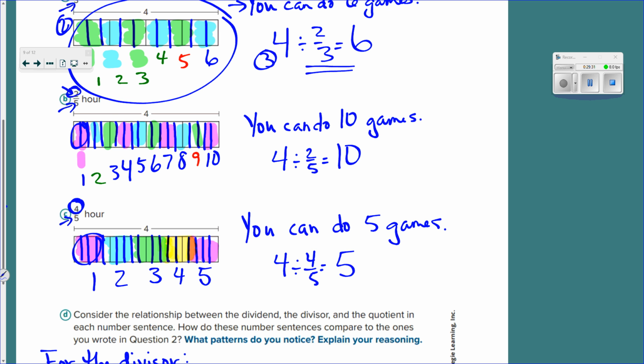That's fine. Which part don't you get? A, B, or C? C. Okay, which part of C don't you get? The 4?